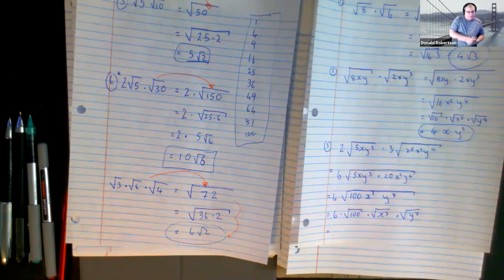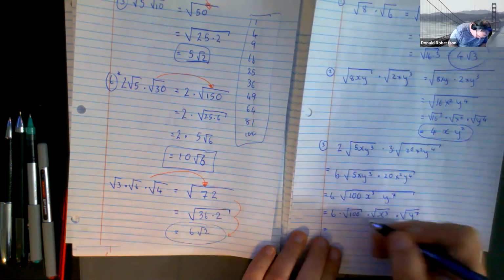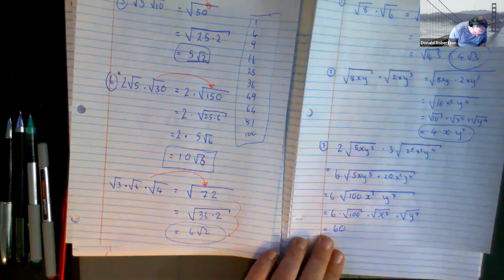Square root of 100. 10. Yeah. So 6 times 10 is 60, right? I'll save me some time. Okay.